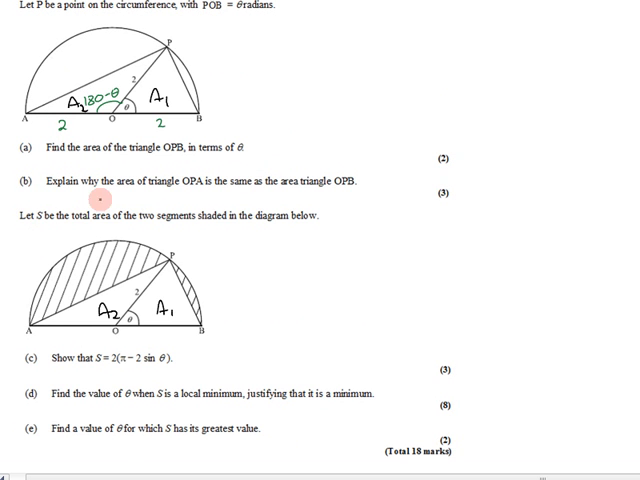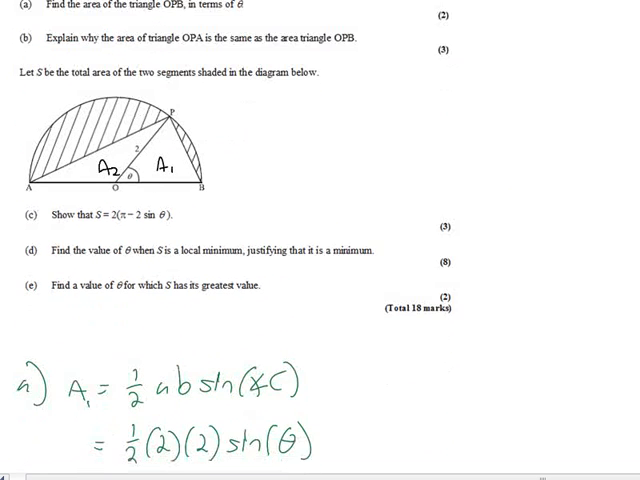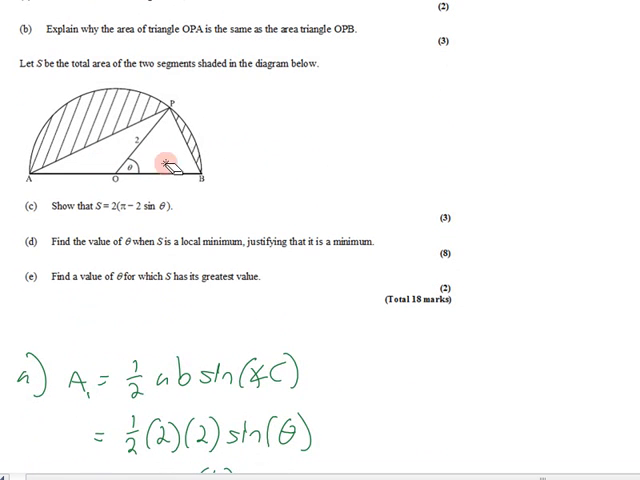So for the next part, it takes us to another diagram, and it says let S be the total area of the 2 segments that are shaded in the diagram, so that's this segment here and this little sliver of a segment here. And we want to show that the total area is equal to this expression. Now for a show that question, the rule is that you can't use this information, what you're meant to show. You have to arrive at that information. So we can't start here, we must end here. We have to start with some other relationship between these areas.